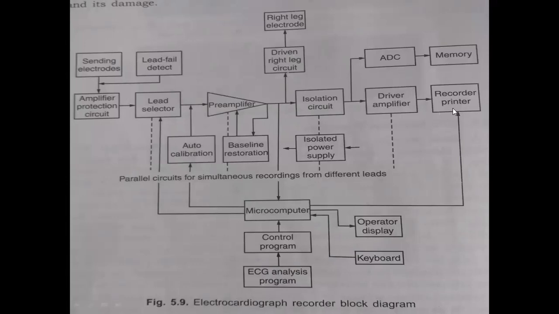Why we have to calibrate: first of all, we have to know whether the system is functioning or not. With the 1 millivolt signal applied to the preamplifier, we check whether the recorder is getting the signal.